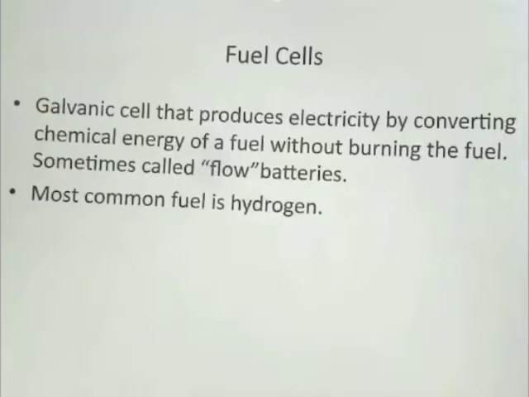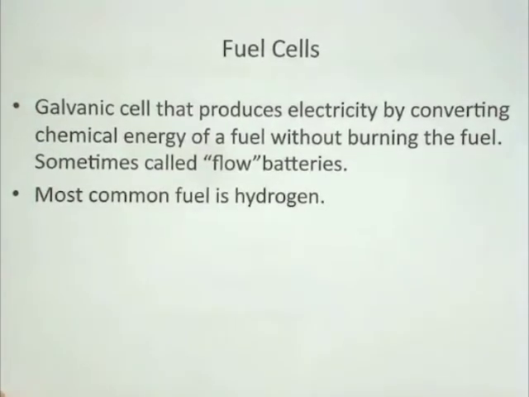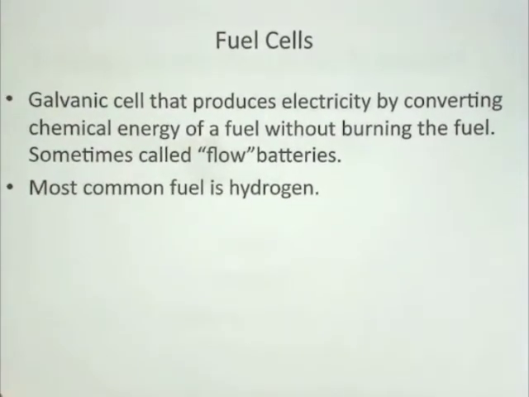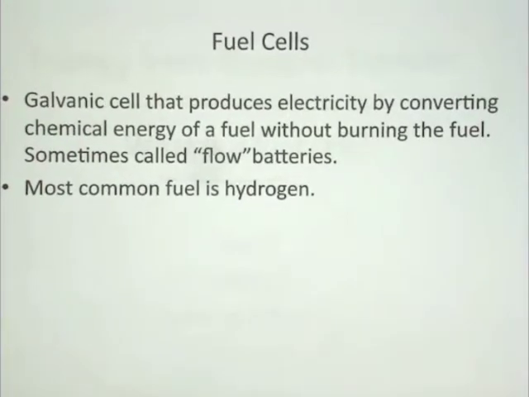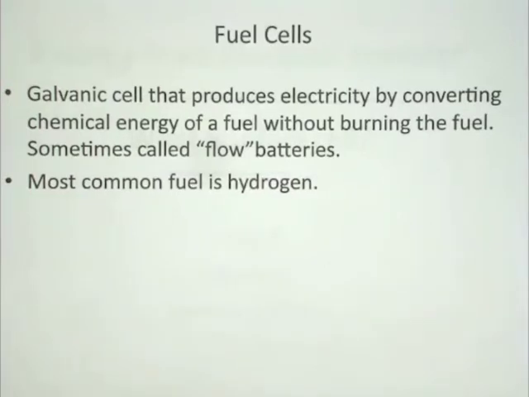Okay, so a fuel cell is also a galvanic cell. Remember, the galvanic cell is an electrochemical cell in which the oxidation and reduction reaction is spontaneous. And so just by putting the reactants together, you can run a spontaneous reaction and harvest the energy when you separate the two half reactions. So a fuel cell is another type of galvanic cell. The difference with a fuel cell is that you are converting chemical energy of a fuel without burning the fuel. Remember, combustion reactions are also a type of redox reaction. We can see the electrons are transferred in combustion reactions.